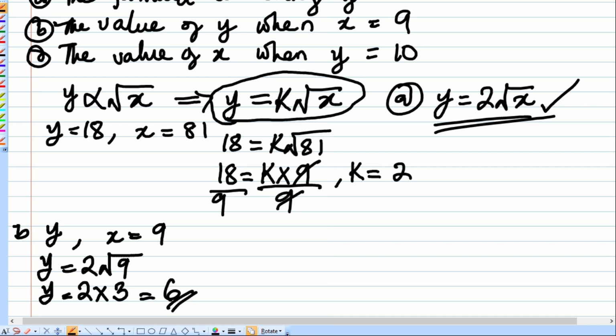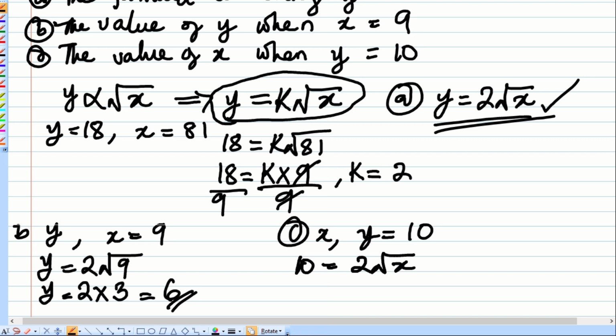And that's our answer. For the C part, they say we should find the value of x. So we're looking for x now when y has increased to 10. Again, we use that formula. Y is equal to, okay, no need of writing the formula since it's clearly on the screen. So let's just put the value of y as 10. So 10 is equal to 2 square root of whatever x is. So we first of all divide both sides by 2. 2 can cancel 2. So we now have the square root of x on its own equal to, you see that 10 divided by 2 is 5.